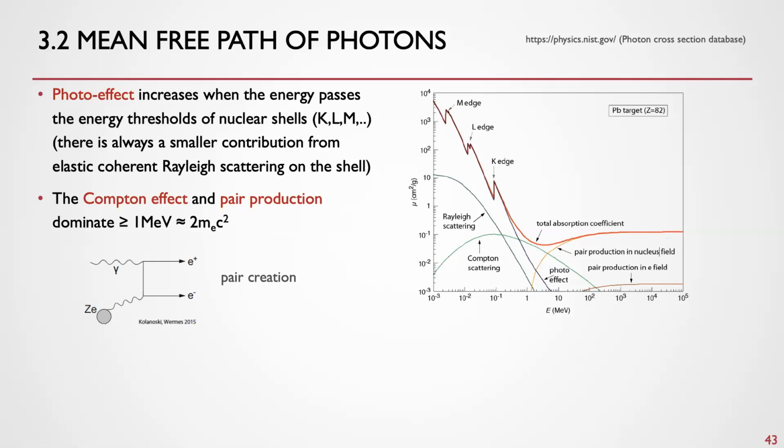State-of-the-art hadron colliders are in the GeV regime. That means if we try to identify and reconstruct and detect photons, we typically are in the GeV regime, so that's somewhere here. That means the first interaction in the detector will be a pair creation event for photons.